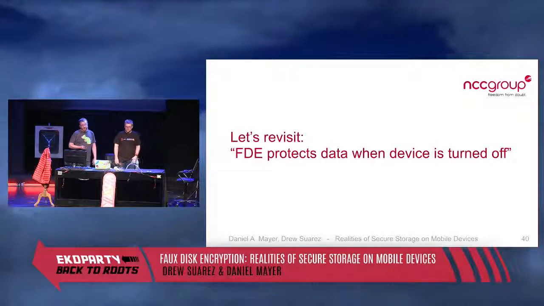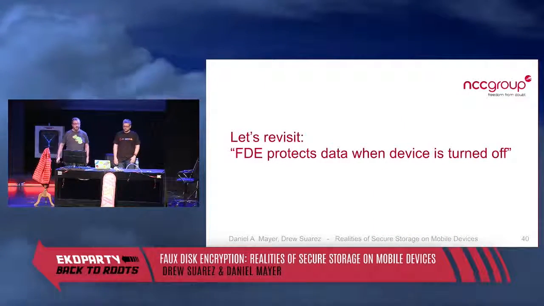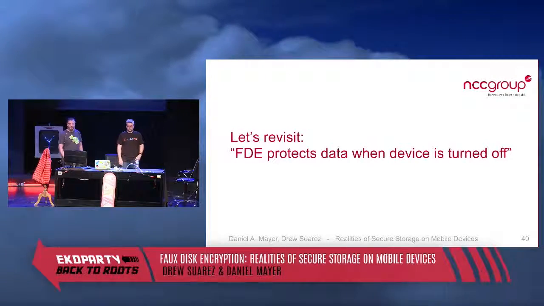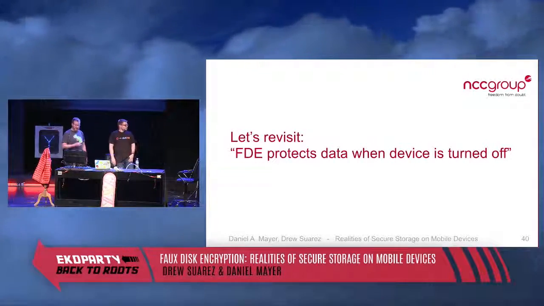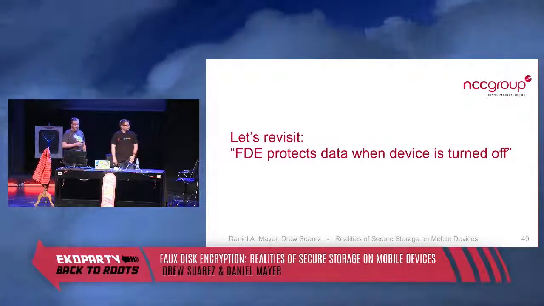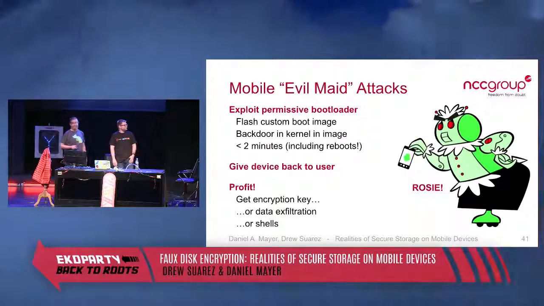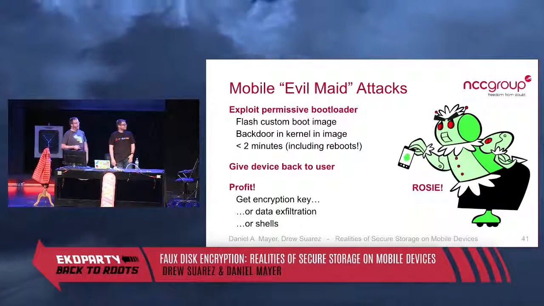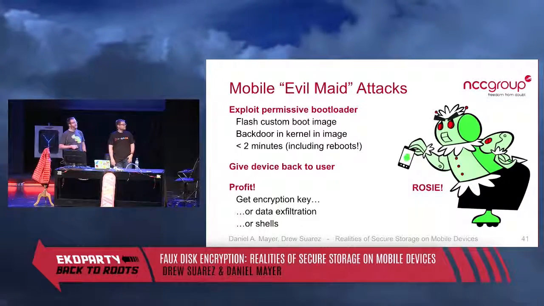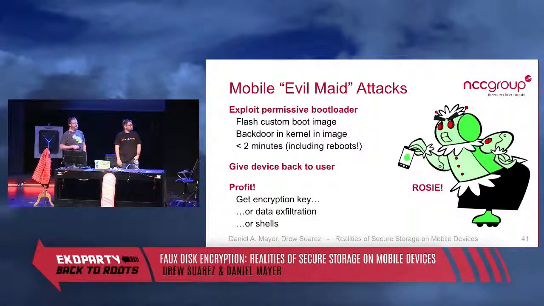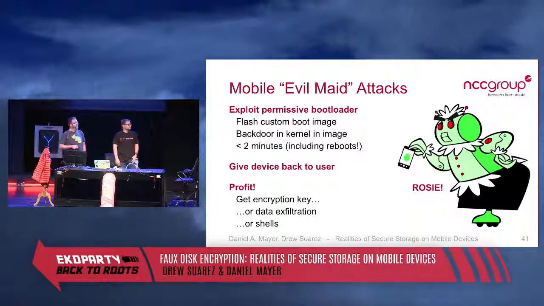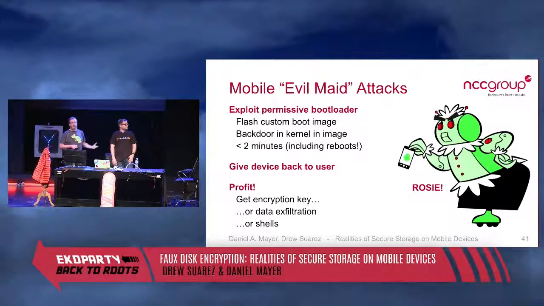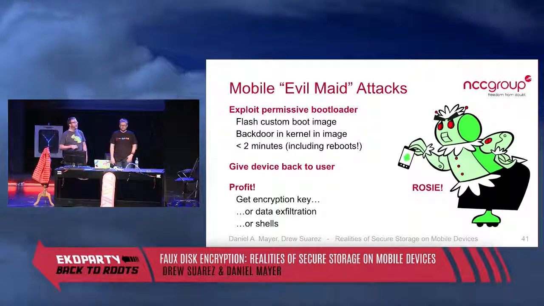So let's revisit the idea that full disk encryption protects your device when it's turned off. And we suggest that that's not always the case. So we want to introduce something we came up with called Rosie, the evil Android evil maid. This exploits permissive bootloaders like ones we just talked about to flash a custom boot image. We've backdoored the kernel in this image, and in less than 2 minutes, including 2 reboots, we have a fully persistent backdoor on a device.